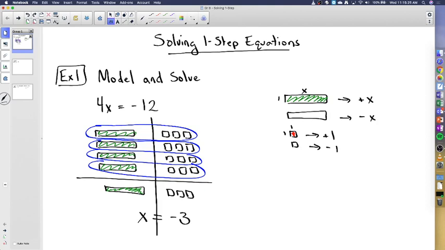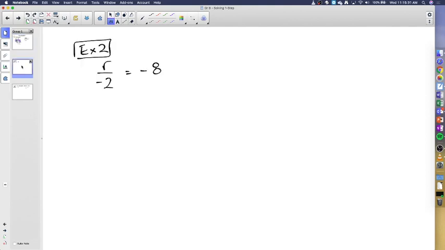Well, that some number, that missing number, is negative 3. Okay? All right, let's look at another one here. So I got r divided by negative 2 is equal to negative 8. Now one thing to notice, r over negative 2 is the same thing as negative r over positive 2. The negative can live either in the numerator or in the denominator. It doesn't really matter. For the modeling, I'm going to move it up to the numerator, okay?